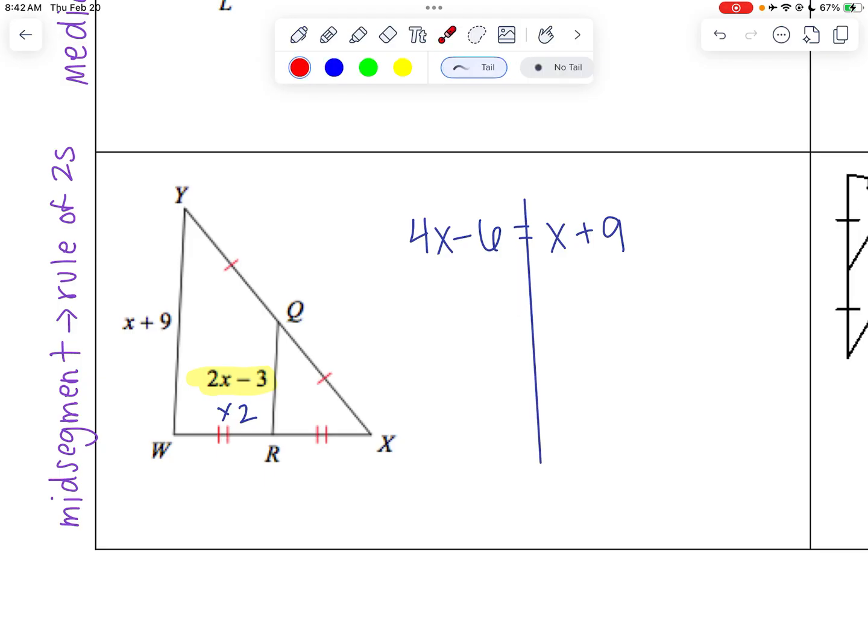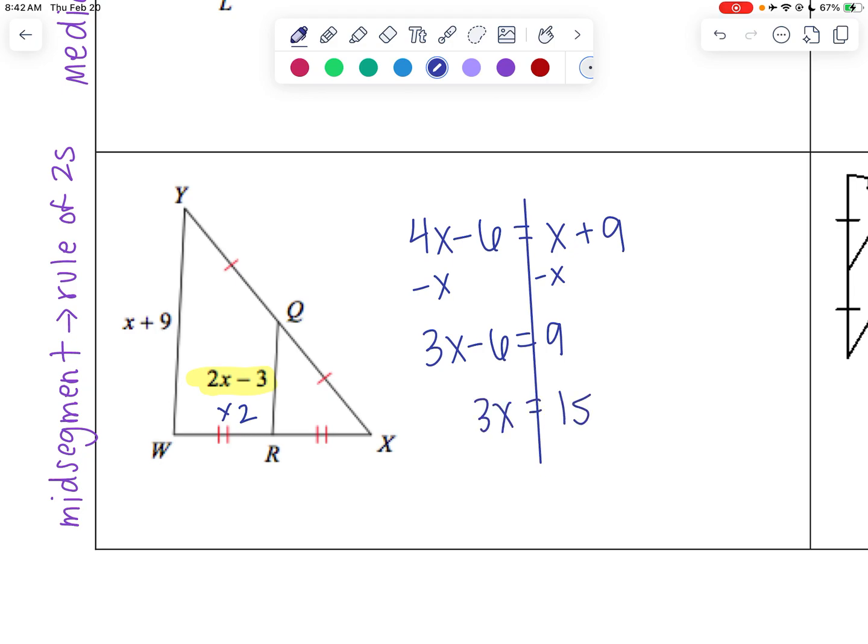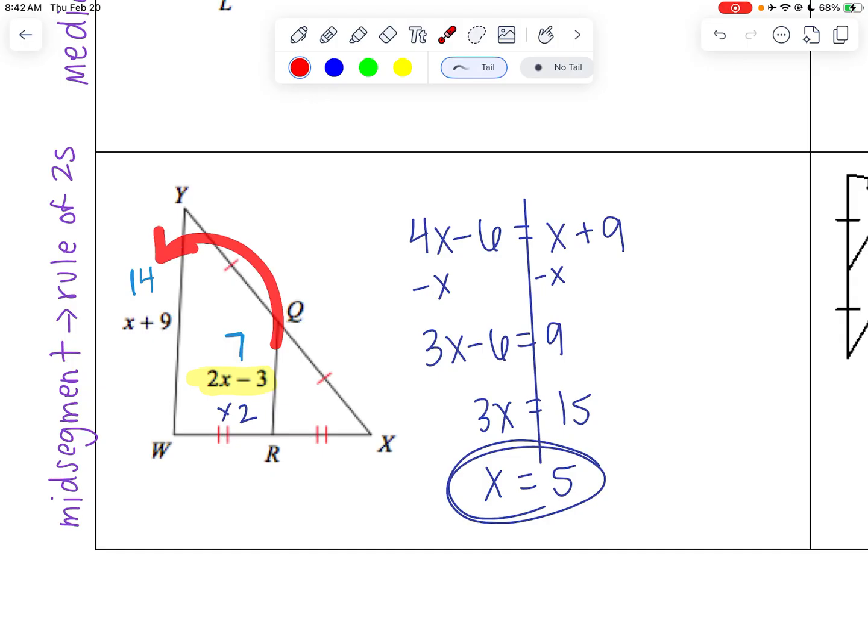Now, where you need to be careful is that it's only the mid-segment that's being multiplied by 2. It's not this piece down here. So it's this piece that you want to take and multiply by 2. Okay? And then from there, subtract x, get your letter on the left. So 3x minus 6 equals 9. Add 6, so 3x equals 15. So x would equal 5. Okay? And we're going to plug it back in and check it. 2 times 5 would be 10 minus 3 is 7. Over here, 5 plus 9 would be 14, so it works. It should always be times 2 to get to that outside part.